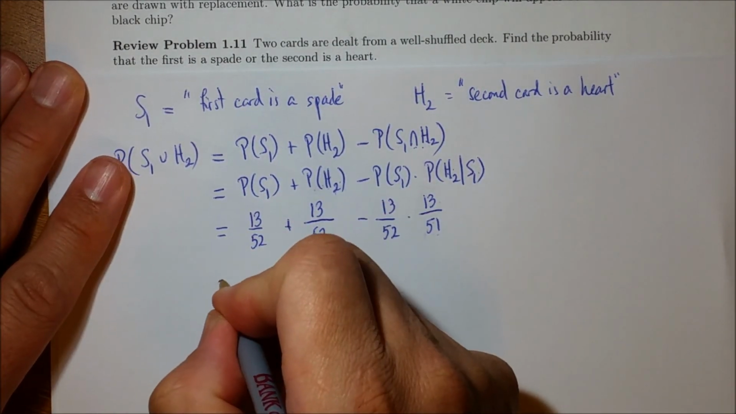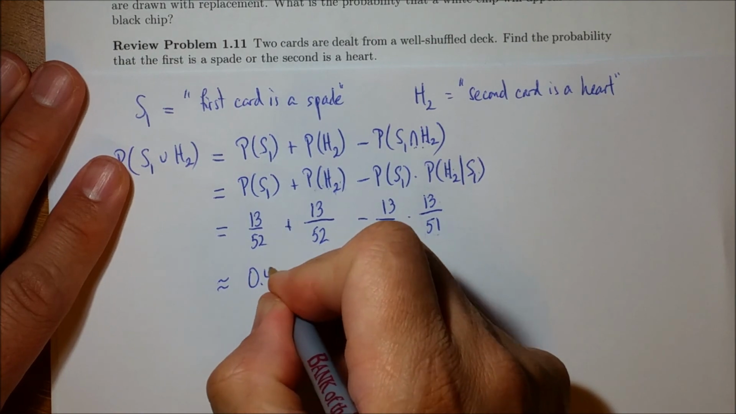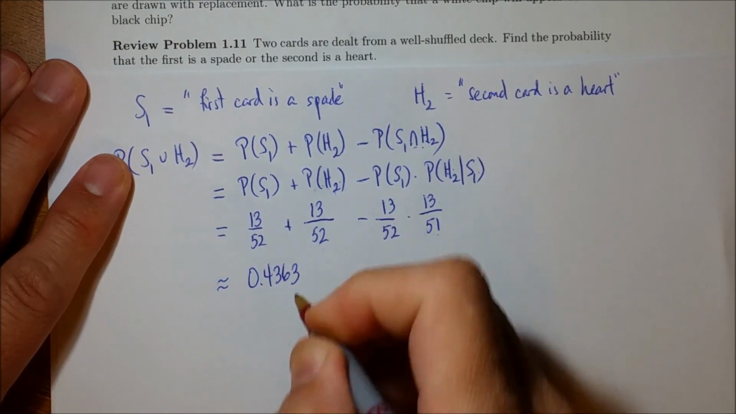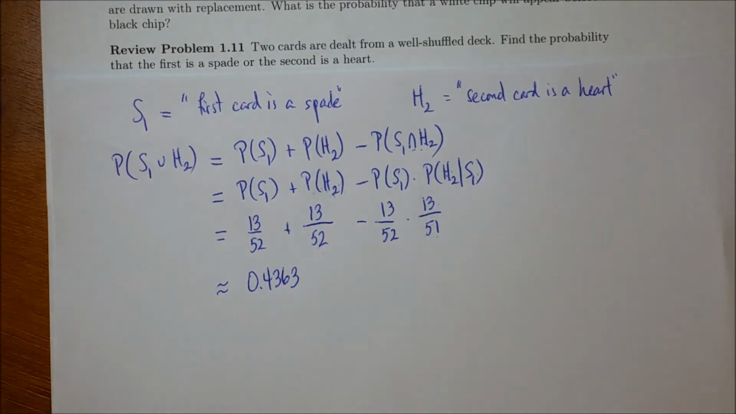Then it's a matter of plugging into a calculator, and if I did the arithmetic right, I believe the answer is about 43.6%. And so that's the chance that the first card is a spade or the second card is a heart.